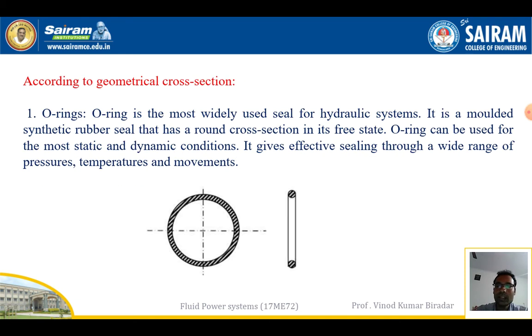Next, according to the geometrical cross section, that is, based on the area. Here the first one is O-rings. O-rings are a U shape.